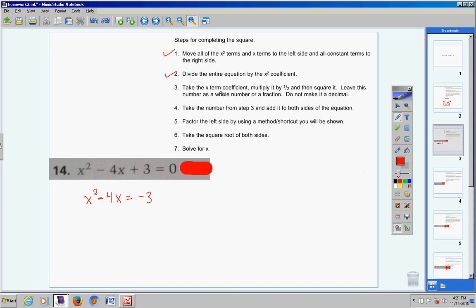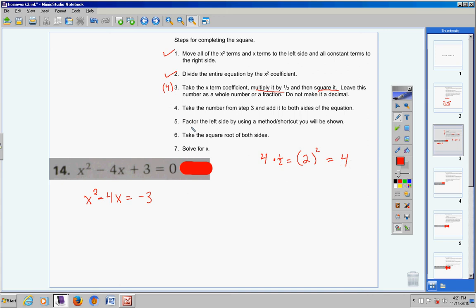Step 3, take the x term coefficient. I'm going to use 4, not negative 4. If you want to use negative 4, feel free to. It's fine. Multiply it by 1/2, and you'll get 2. Now, by the way, if you left this negative, you get out negative 2. But then we're going to do what to it? Square it. So when you square a negative, you get a positive either way. That's why it doesn't matter, okay? Now I'm going to square this, like it says to do here. And 2 times 2 is 4. So there's my special number, 4.